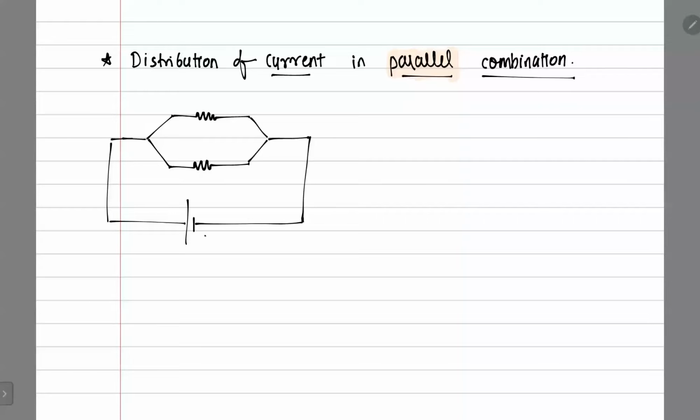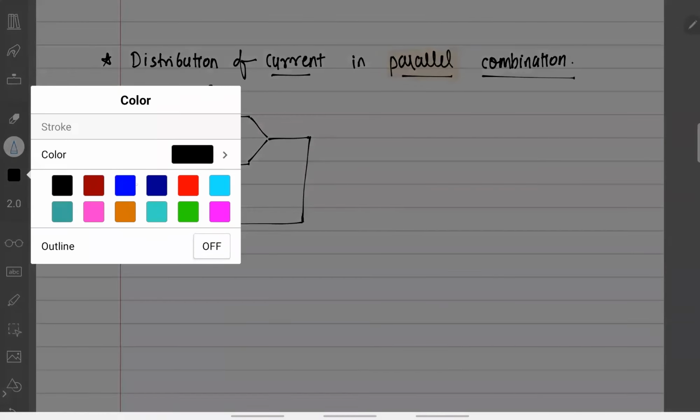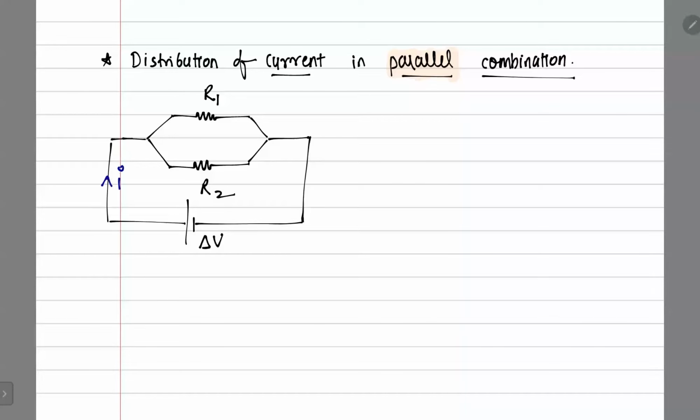In this case, I'm not distributing the potential difference. This is resistance R1, this is resistance R2. The current that enters is I. But this I gets split into I1 and I2.